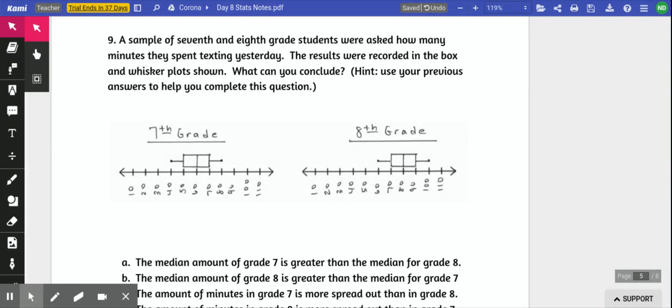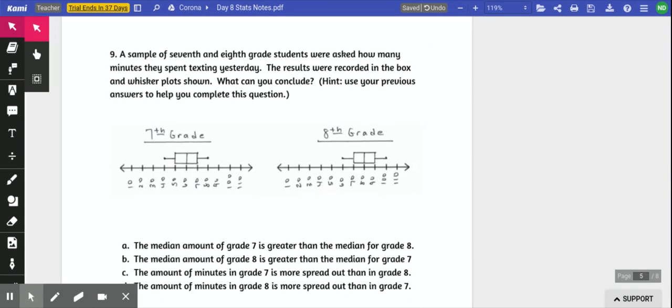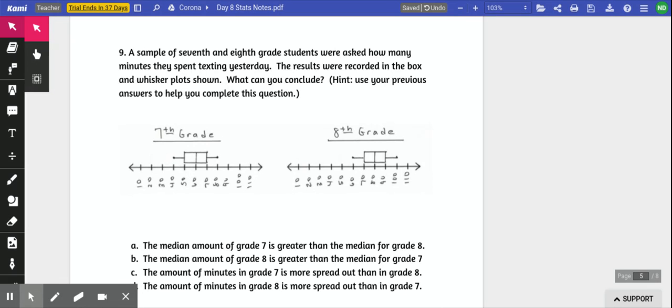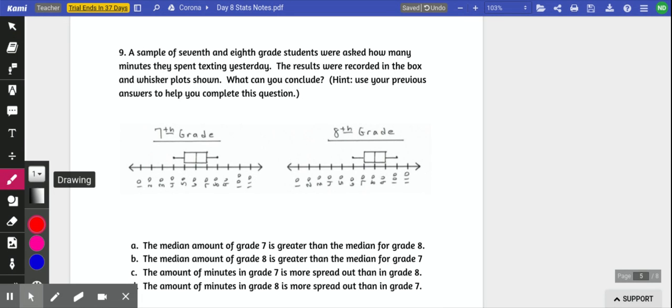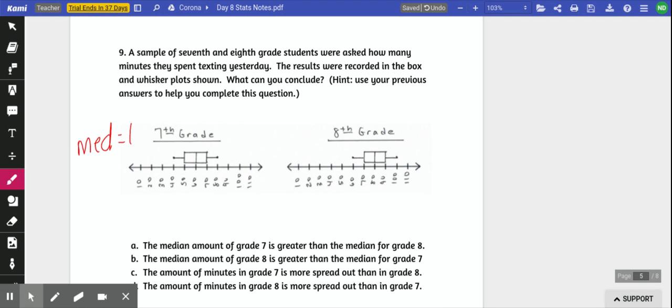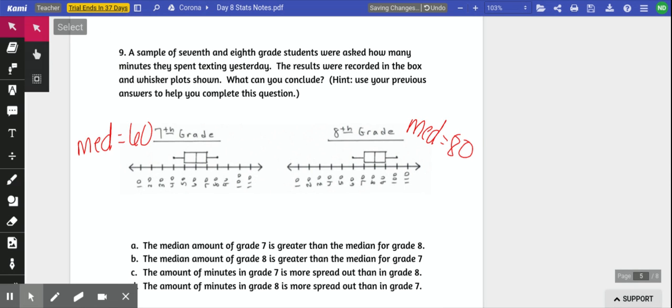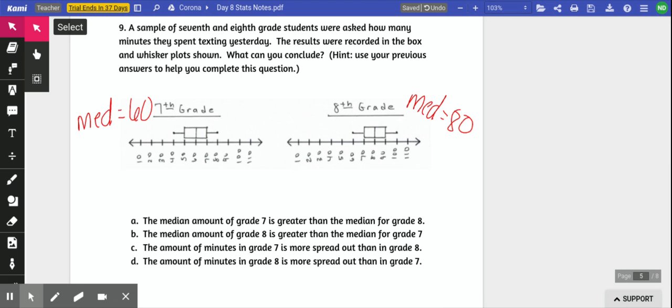Number 9, again, we're going to compare. So we're going to use the information that we just determined in 7 and 8 to answer this question. I'm just going to write that information next to both of these box and whiskers so I don't have to scroll back. Our median for 7th grade was 60, and our median for the 8th grade was 80. So I simply just need to read through my answer choices and determine which one is correct.